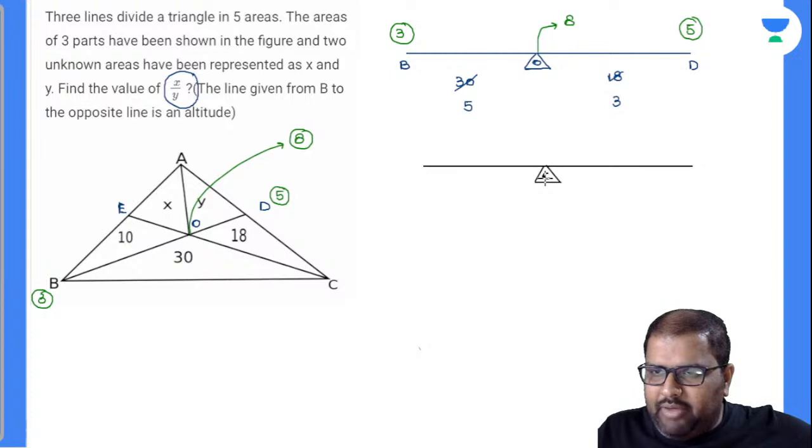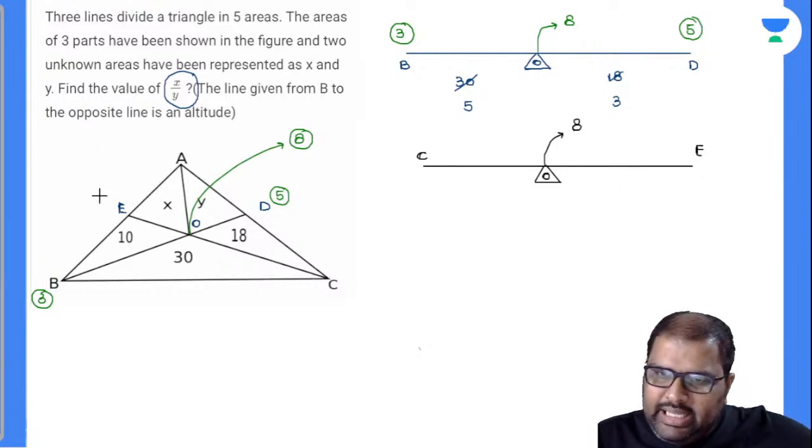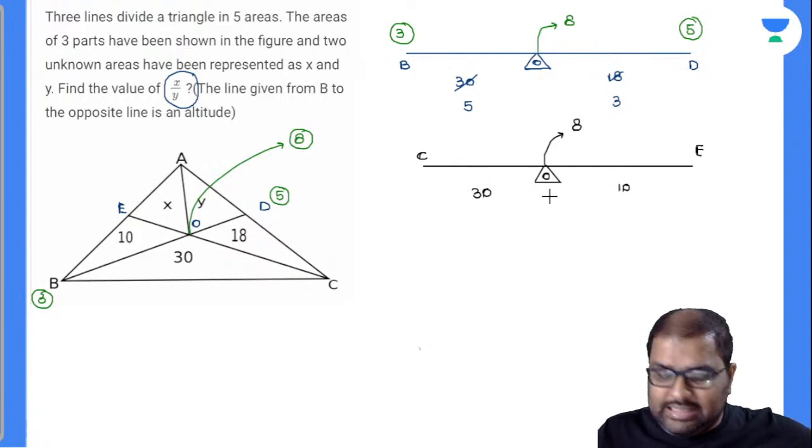And my O value has to be 8. I don't know what you will do there, because this has to be 8, or otherwise I have to change the number there. Now I'll take down this as C. I'll take down this as E. Run along the line called CE. What is the area that you are observing there? 30. What is the area that you are observing here? EO, 10. As these are areas, I can extract line segment values there.